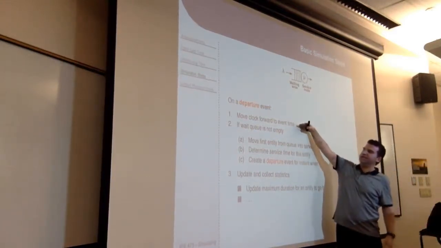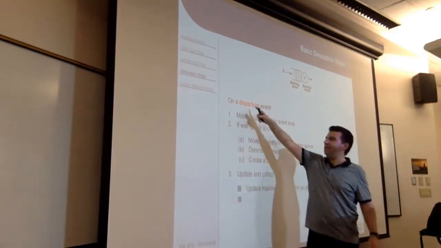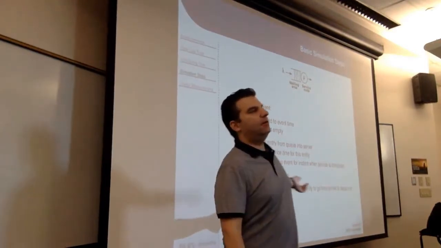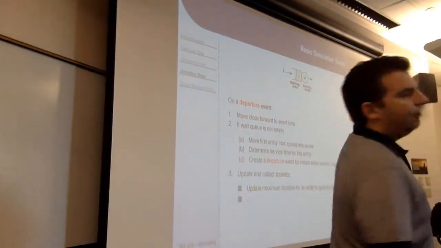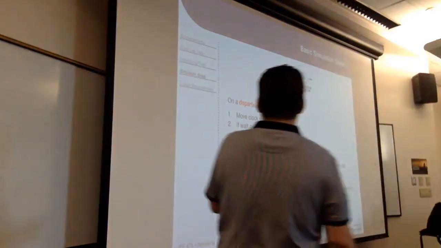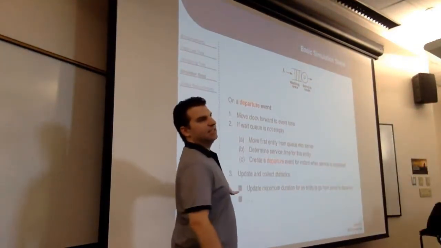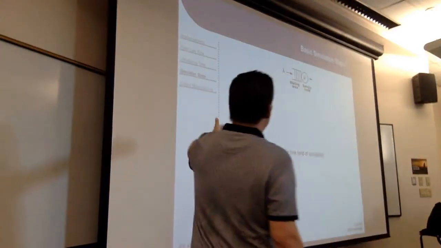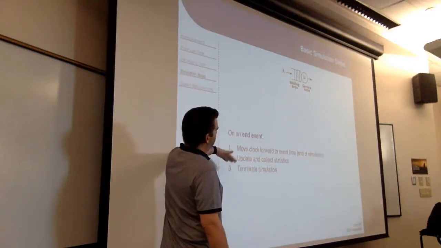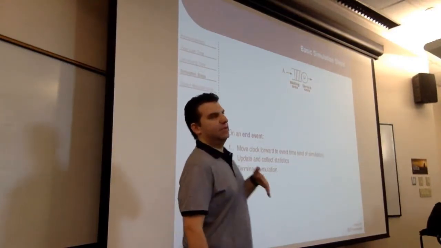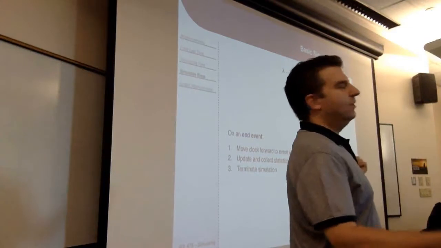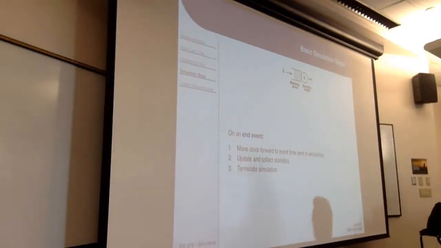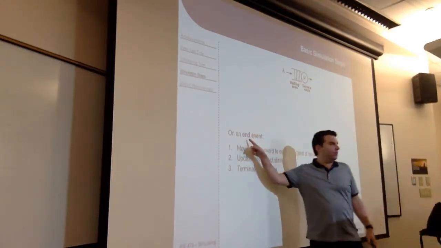On departure events, there's similar logic. Move the clock forward to that time. If you've had a departure and the wait queue is not empty, you can now schedule a new departure because you can take something out of the wait queue and put it into the server. And then you can update and collect your statistics. You just do that on every departure event. And then if it's the end event, you just move the clock forward to that event time, update and collect statistics, and terminate your simulation. In the book, and I'm happy with you doing this on your homework as well, in the Banks book, they don't even generate a new row for the end event.